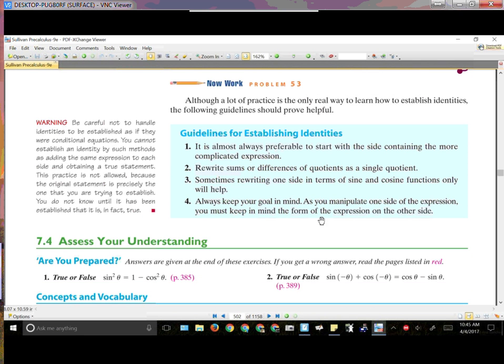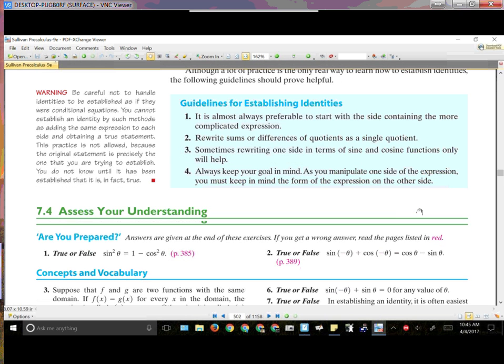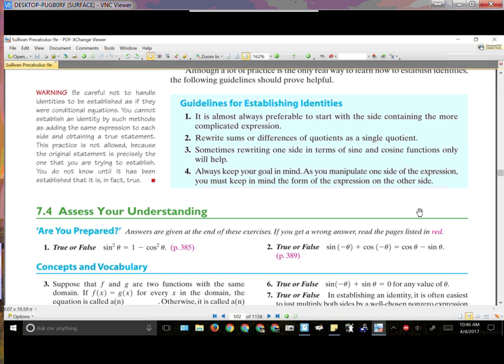So, these are some guidelines for it. Always preferable to start with the side containing the more complex expressions. Whenever you're working on this, work with that. Rewrite sums or differences of quotients as a single quotient. You want to try and get yourself something on top divided by something on the bottom. You don't want to have any additions or subtractions going on. And like I said, sometimes rewriting one side in terms of sine and cosine functions only helps, because then you can go and simplify down.